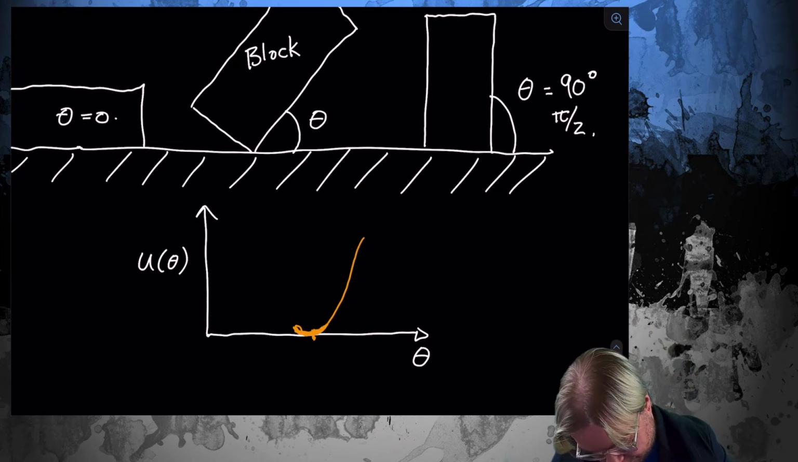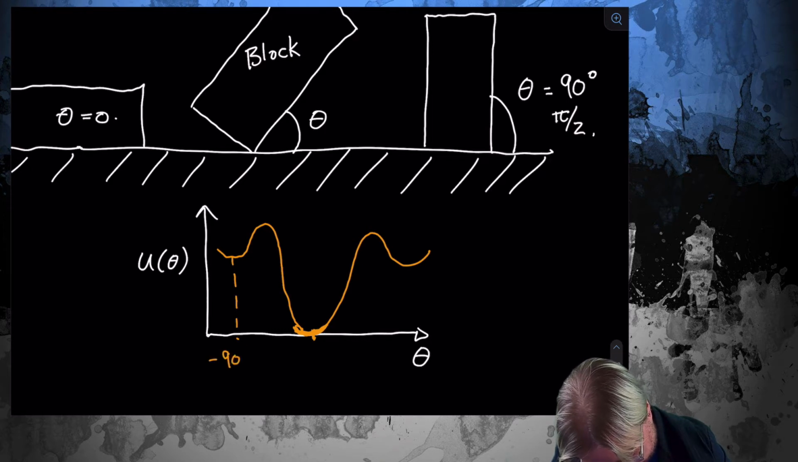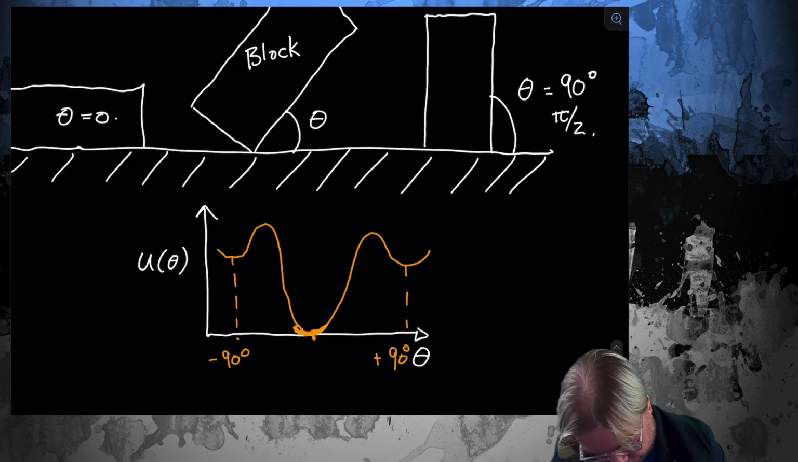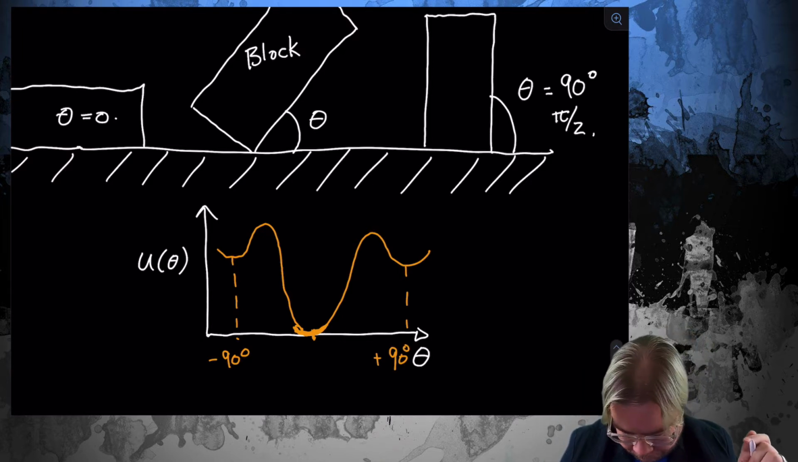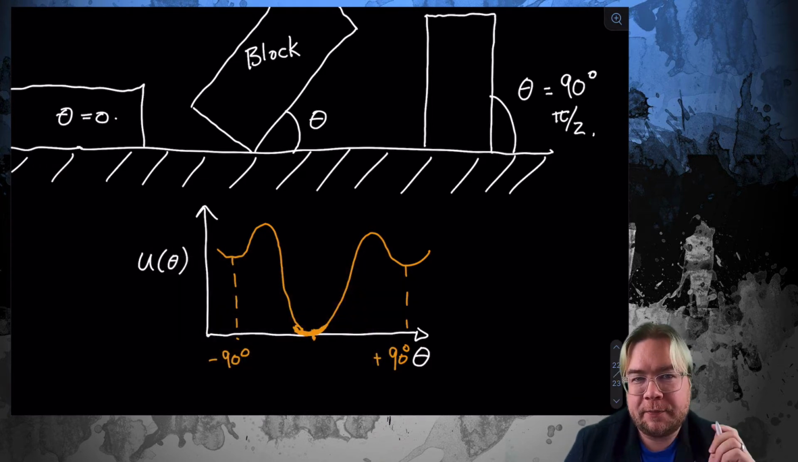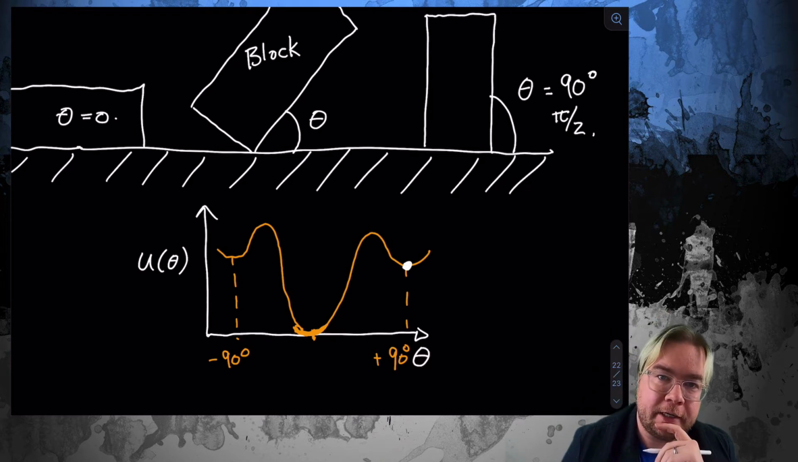And then there's going to be some kind of shape that looks like this on both sides. So this will be minus 90 degrees and plus 90 degrees. So my potential might look a little something like that. So here's where the concept of fluctuations comes in. Let's say that my block is standing up, and theta is equal to 90 degrees.